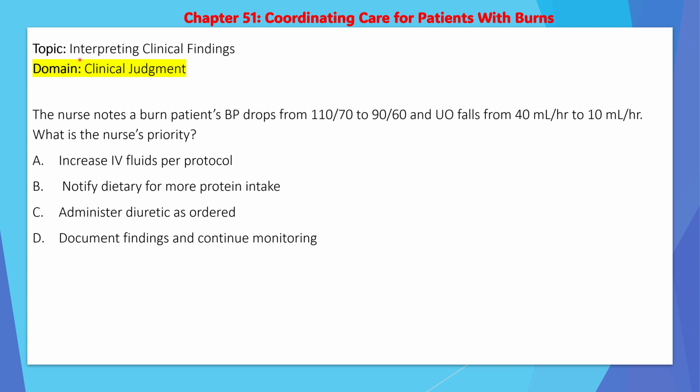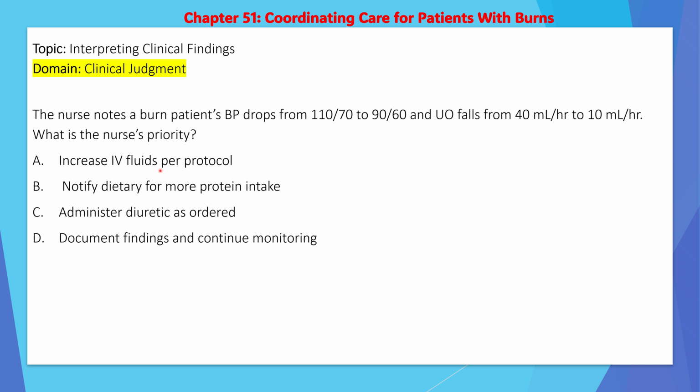Topic: interpreting clinical findings. NCLEX domain: clinical judgment. The nurse notes a burn patient's blood pressure drops from 110/70 to 90/60, and urine output falls from 40 ml per hour to 10 ml per hour. What is the nurse's priority?